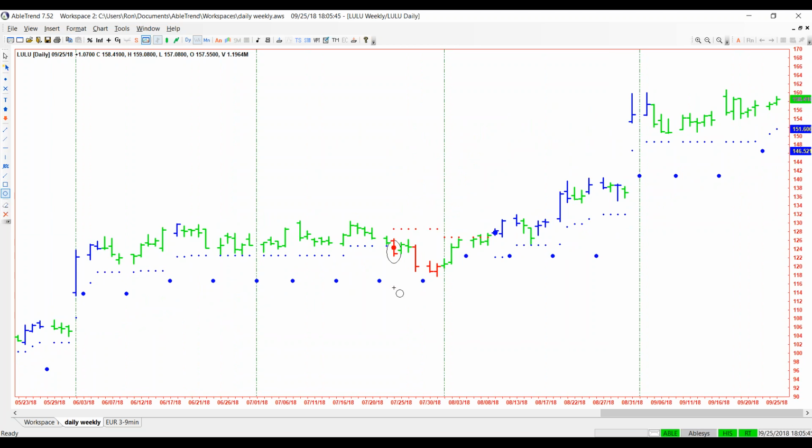That's a lot of money on these AbleTrend charts, simply following the signals. Obvious no trade zone here: you've got red dots above, you've got blue dots below. That's the sufferer telling us back over here it's going to go sideways. It's going to probably be choppy. It's too much risk. AbleTrend signals are low risk only.